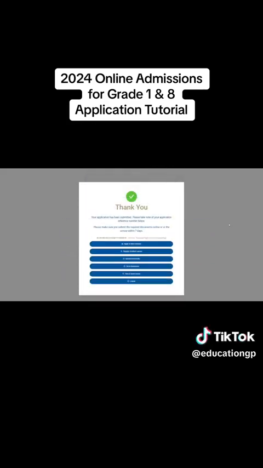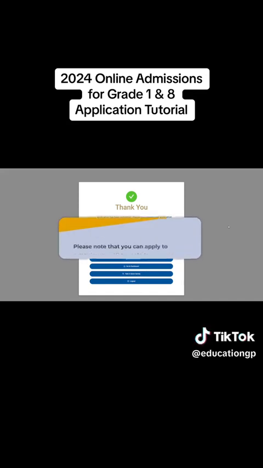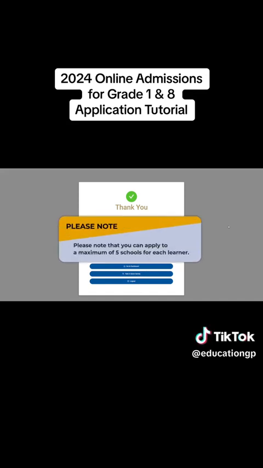After submitting the application, you have the option to apply to more schools, register another learner, upload documents, go to the dashboard, take a quick survey, or log out. Please note that you can apply to a maximum of 5 schools for each learner.